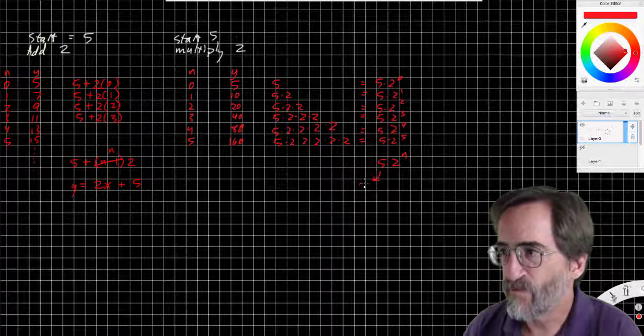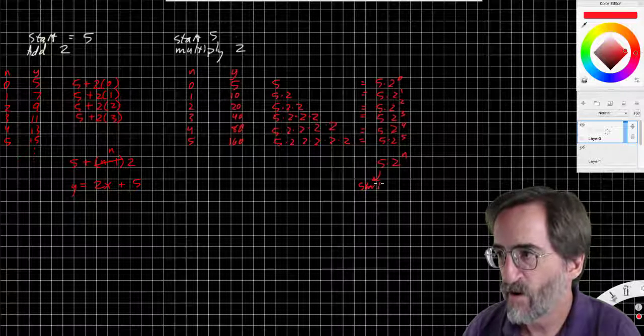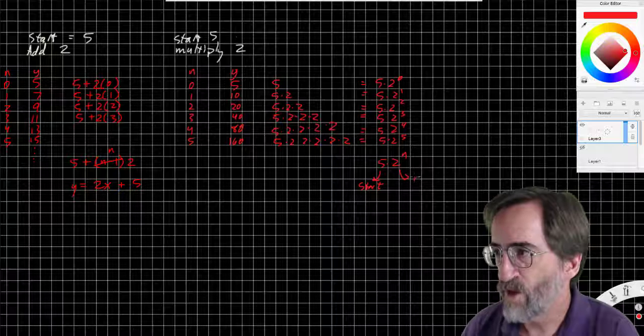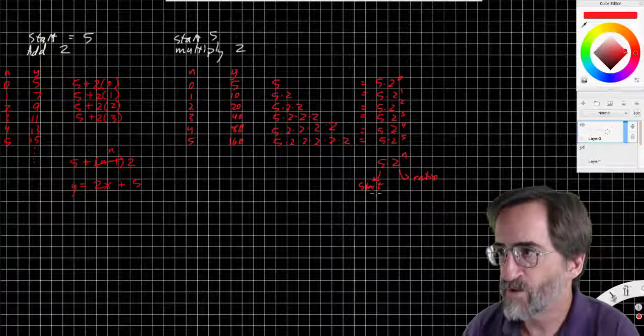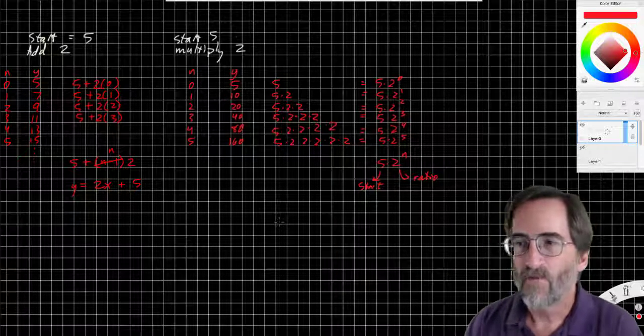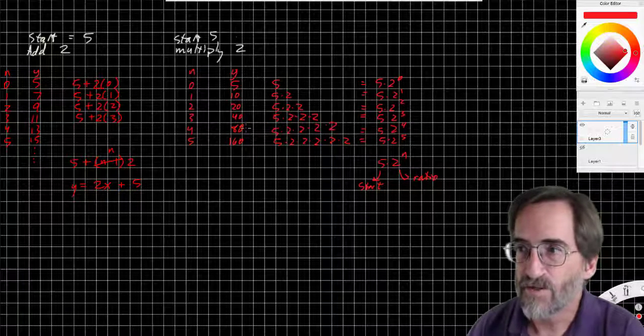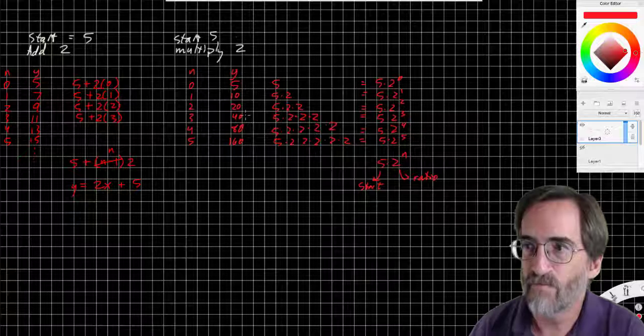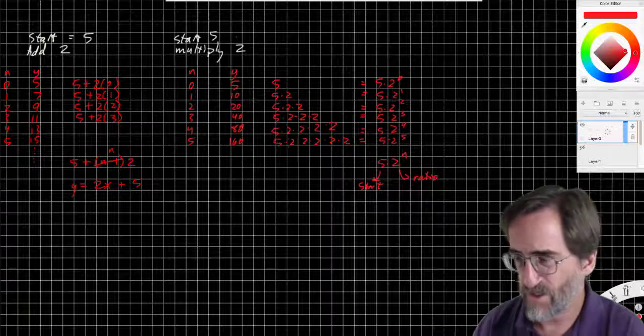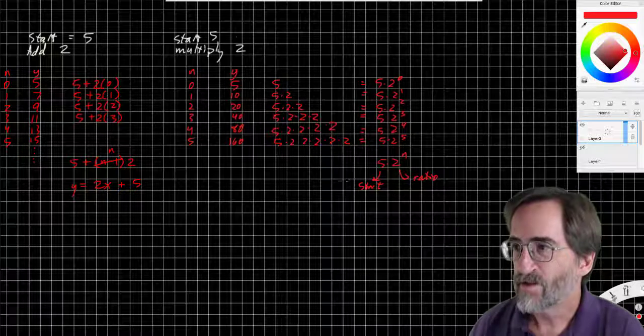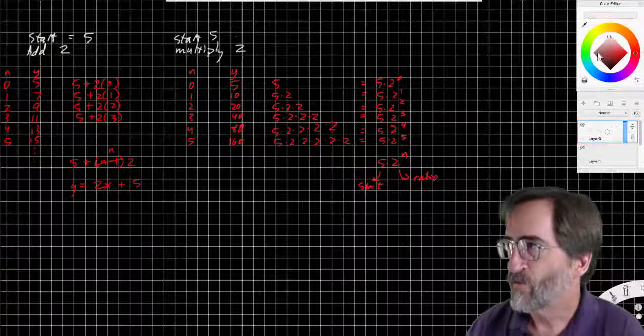Note what 5 was. 5 was the start value. And 2 is the multiplier. We call it the ratio between terms, right? Every term divided by the previous term is 2. 160 divided by 80 is 2. 80 divided by 40 is 2. 40 divided by 20 is 2. 20 divided by 10 is 2, and so on. Okay, so that leads us to the general formula.